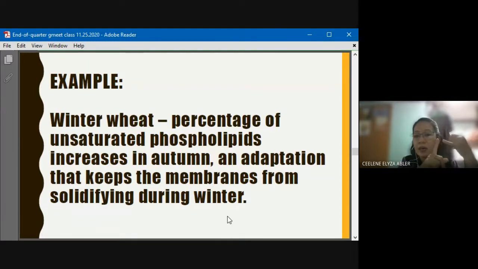Kaya nga we as dietitians we recommend all plant oils except coconut oil or palm oils kasi matataas ang saturated fatty acids nila. So, unsaturated fatty acids for plants are actually increased during autumn to prepare for winter. Okay, so para hindi sila mag-solidify and they can still survive during winter. Para you can still harvest at spring. Okay, or near the end of winter.